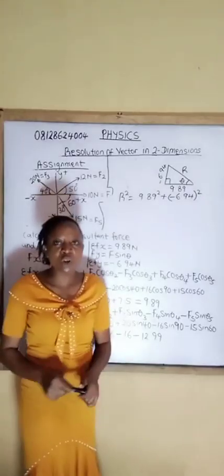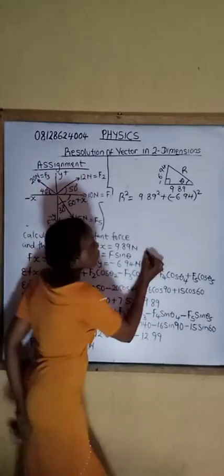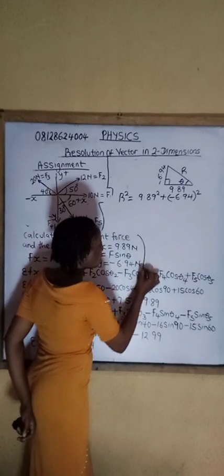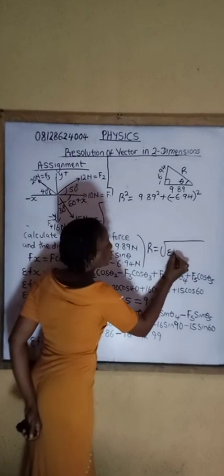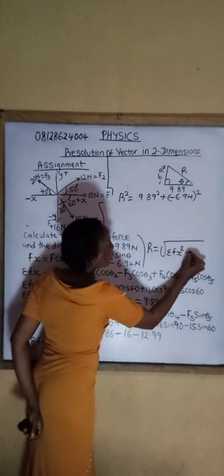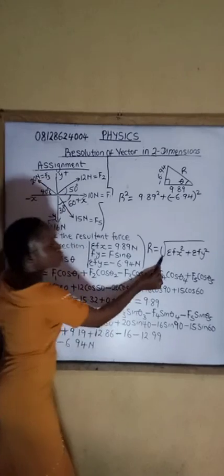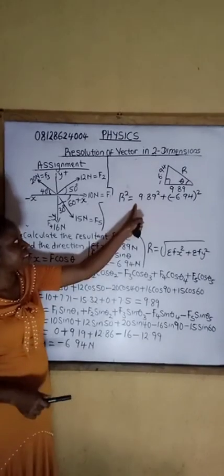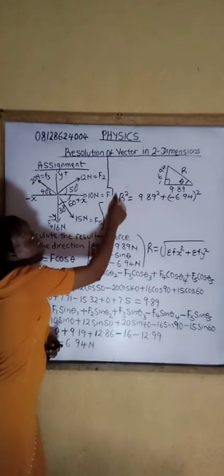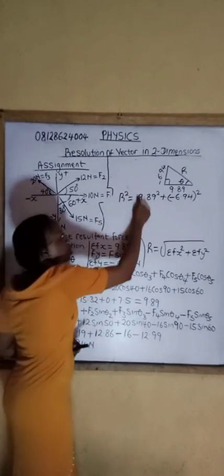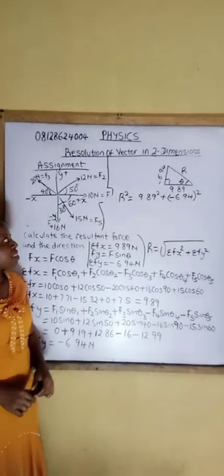Or you use your formula method. Our formula method is: your resultant equal to the square root of the summation fx square plus the summation fy square. If you use your formula method, you are still going to arrive at the same answer. If I square root both sides, it is the same thing as this formula.